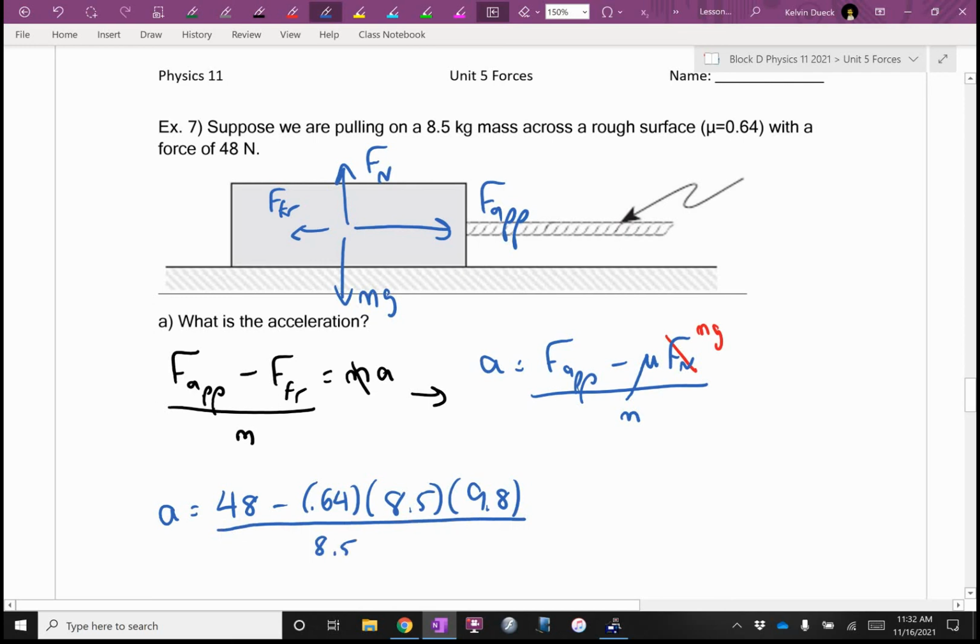What happens when you type that into your calculator? Okay, you're going to get a negative acceleration. And what does that mean? It means we picked the wrong winner. Friction is actually bigger than F applied. But it's an easy fix.